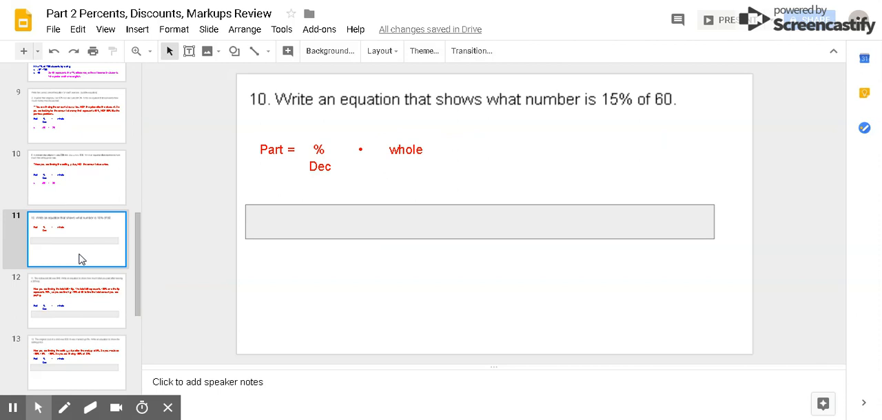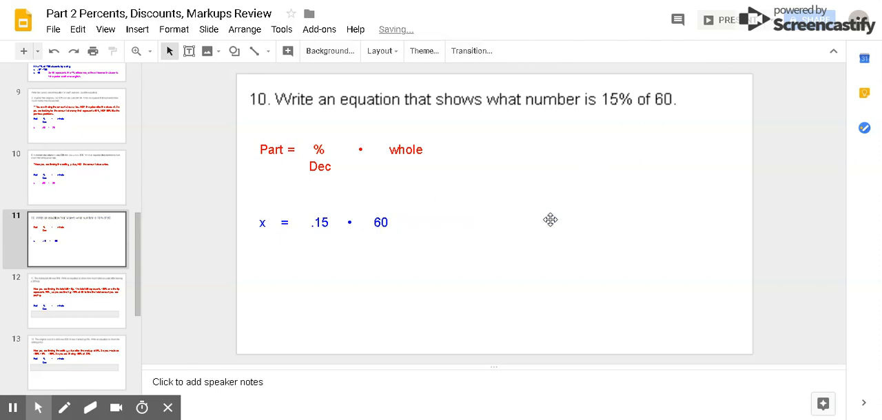Let's look at number 10. Write an equation that shows what number is 15% of 60. All right, so here you are given the percent, 15%. So you're going to input your percent as a decimal. It would be 0.15. And then your whole is 60. 60 represents 100%. Your job is to figure out what 15% of that is. So your equation for that would be part, or x, is equal to 0.15 times 60.